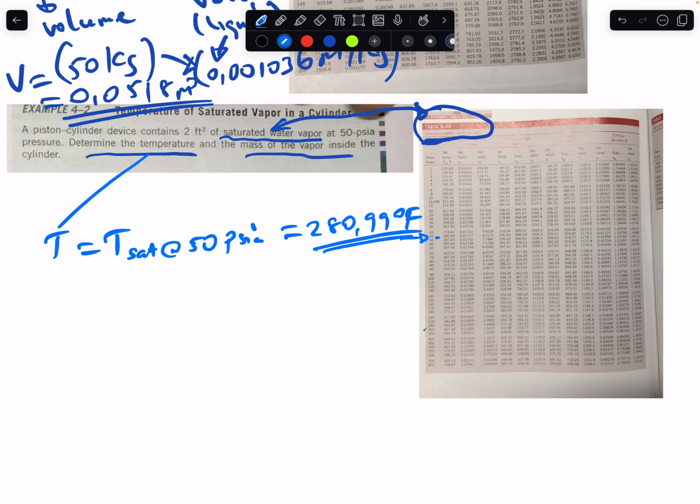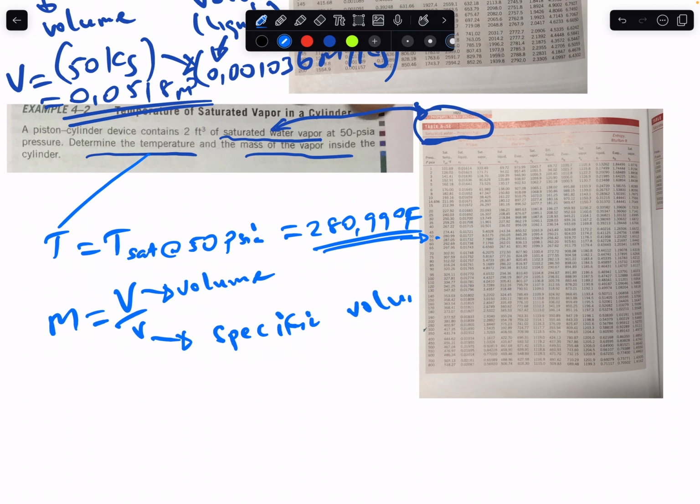Remember, you have to be careful. We are talking about vapor. So look at your property table. How do I solve for the mass? What is mass? We know for sure that mass can be given as volume over specific volume. So mass is volume divided by the specific volume. It's always good to remember this formula from first principle, because you need these formulas to know which property to get.